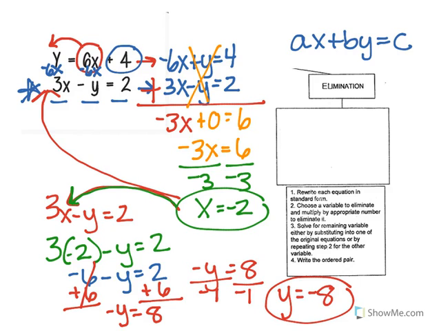So when I solved this system using elimination, I got the answer negative 8 for y and negative 2 for x. So my coordinates are negative 2, negative 8. So all three methods gave me the same answer.